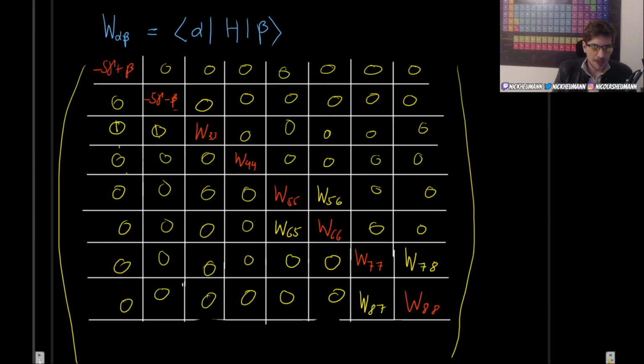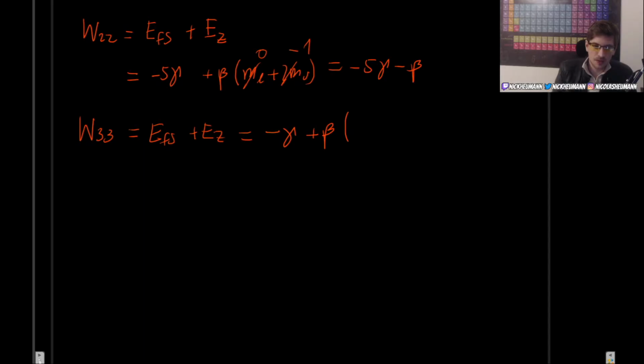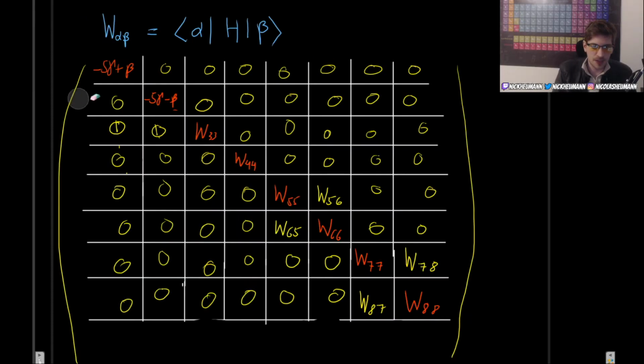What are ml and ms? So ml is 1, ms is 1/2. So we get 1 plus 2 times 1/2, so 1 plus 1, 2. I'm just going to write 2 immediately. So plus 2 beta. Let's plug it in. So this is minus gamma plus 2 beta.